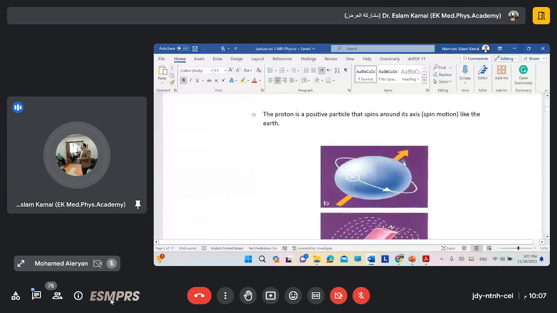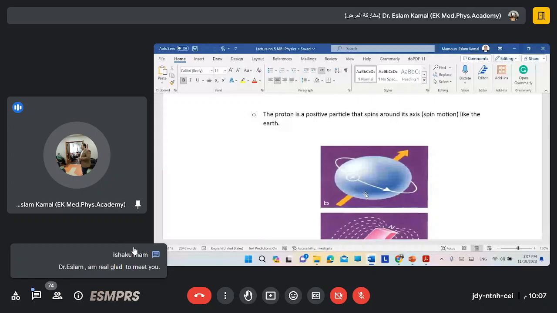We represent the hydrogen like this ball, as you can see here, and this ball has a positive charge. There is a certain motion for the proton called spin motion. That means the proton moves around its axis. It's like the Earth, which spins around itself and at the same time around the sun. So all protons inside our body have a positive charge and spin around themselves.